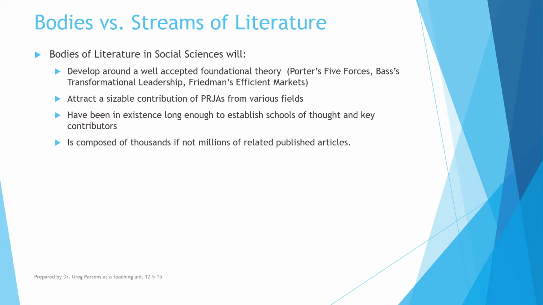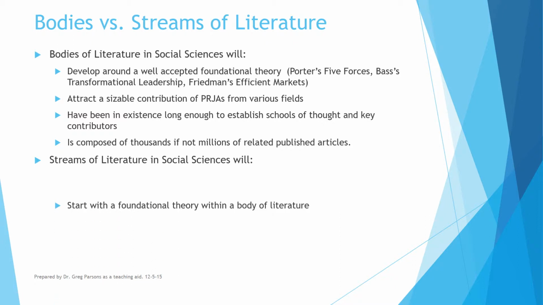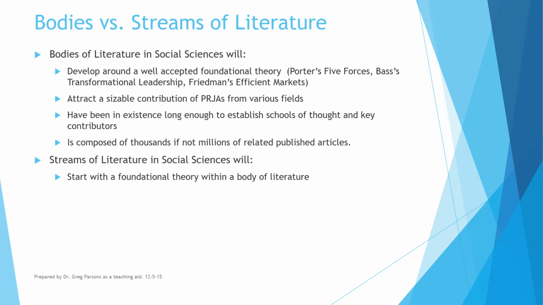So the question is, how do you go from too many down to the right amount when you're trying to choose a particular thing to write about, when you start thinking about a research topic? That requires working in a stream of literature. A stream of literature starts with a theory, but then takes it down a particular path, narrowing it down into a particular aspect of that theory that is related to what the researcher's or the student's interest is.